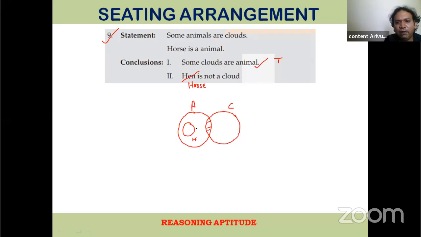Now, horse is not a cloud. There's no negative link between horse and cloud. So this statement is uncertain. So it's not correct. It's uncertain. We're not looking for uncertain statements. We're looking only for true statements. So the answer will be A. Only conclusion 1 follows in this particular question. So let me know if there's any doubt here in question number 9.